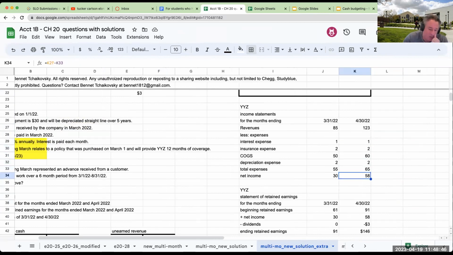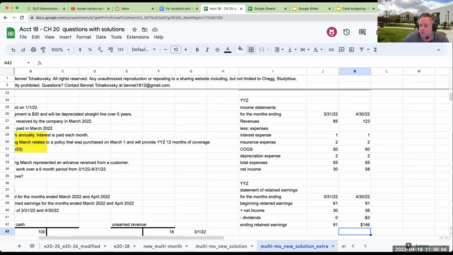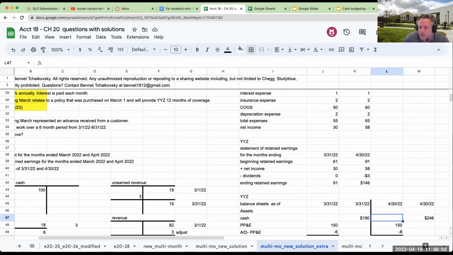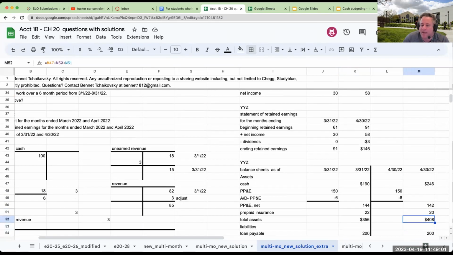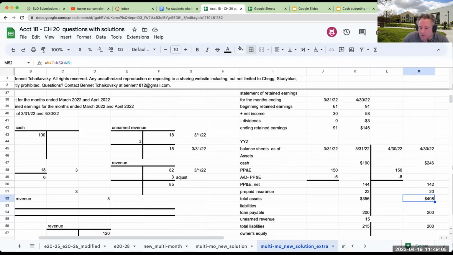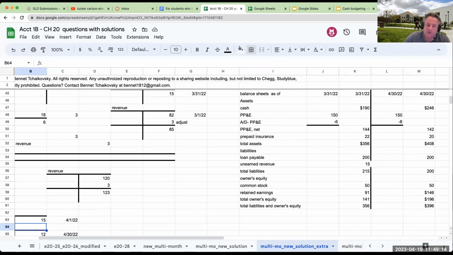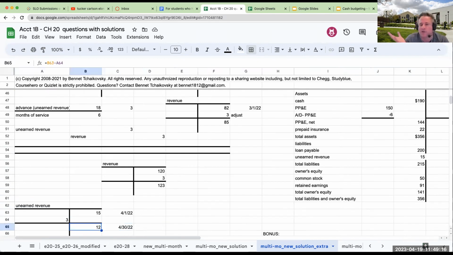How does this impact what I'm doing? Well, the ending retained earnings became the beginning. My net income is slightly higher, still have the dividends. My ending retained earnings is here at 146. Nothing's really changed over here on my asset side. It's still at 408. I have liabilities in terms of the loan payable, but now my unearned revenue account, is it still at 15? Well, the answer to that is no. It's now at 12.